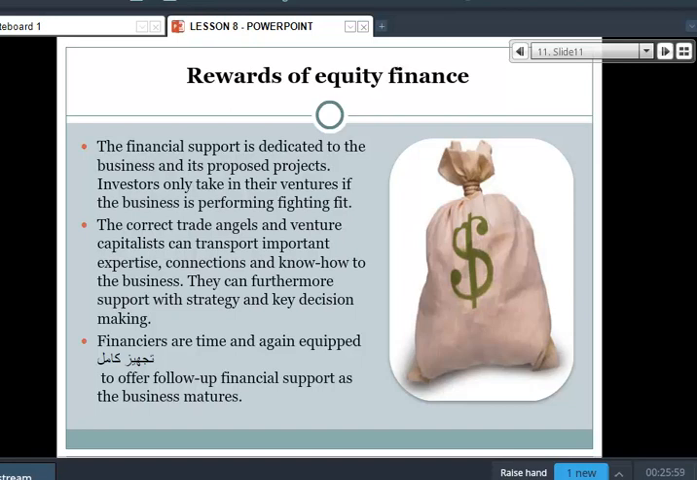So the financiers are time and gain equipped to offer follow-up financial support as the business matures. As the business grows up, the financiers and supporters still give to the business until the startup reaches its end point.